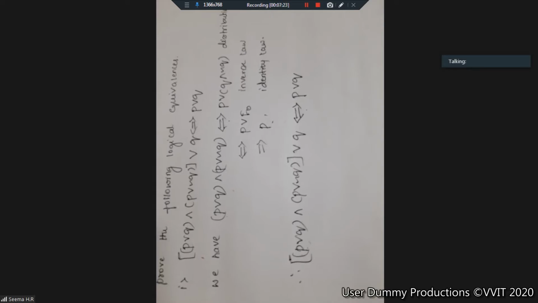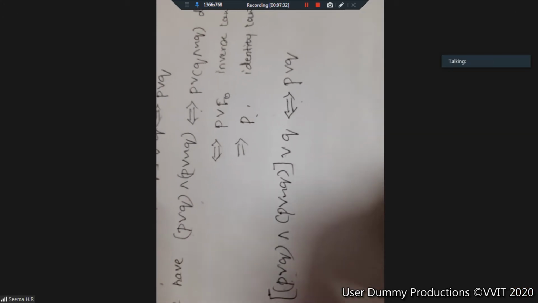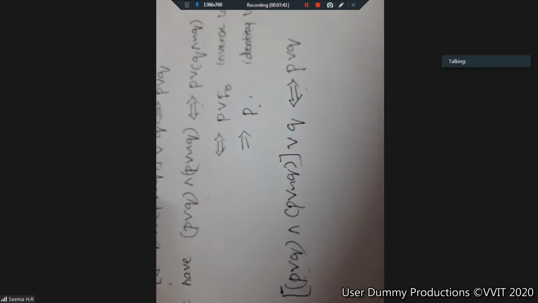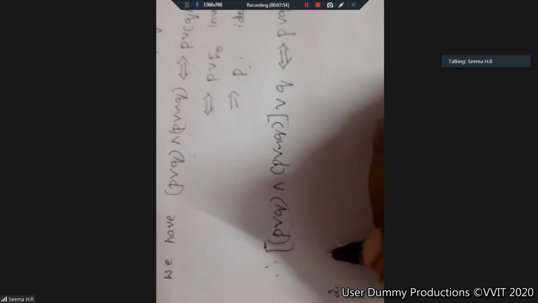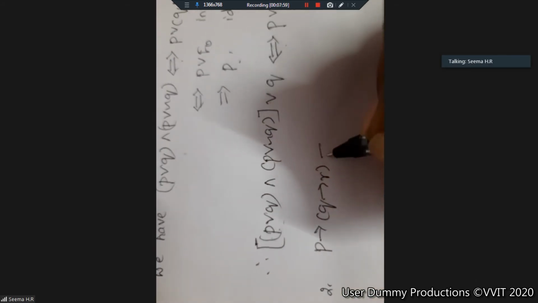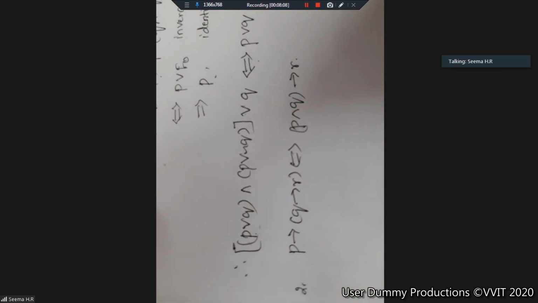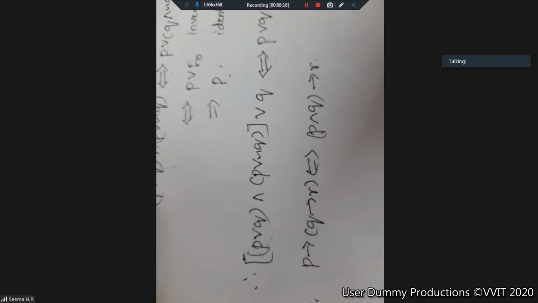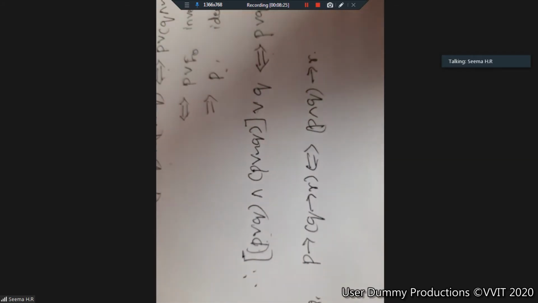Okay. Next. Prove the following. Have you taken it? So the next one: P implies Q implies R is logically equivalent to P and Q implies R. Prove the following. Okay, try it out.